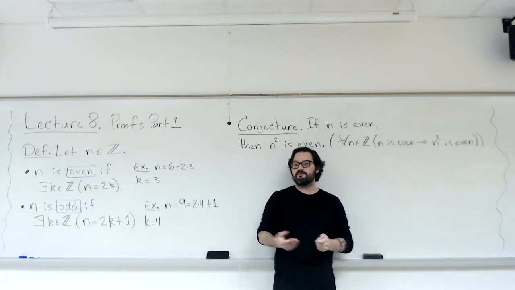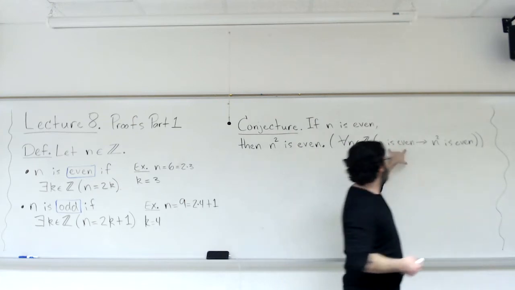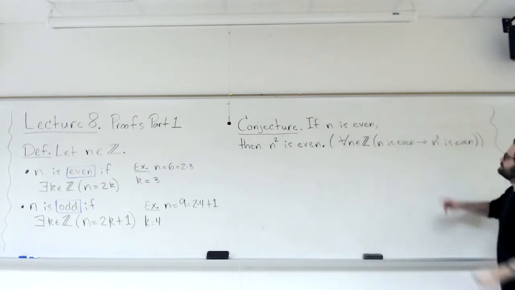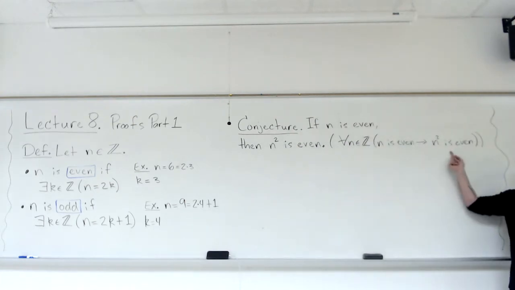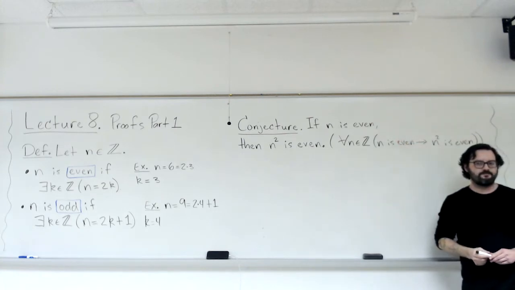But if n is even, then we have to be careful because that's satisfied. So if this part is satisfied to be true, we need to verify that this is also true. If this is false one time when that's true, then the whole conjecture is false. And that would be called a counterexample to this conjecture. Okay.